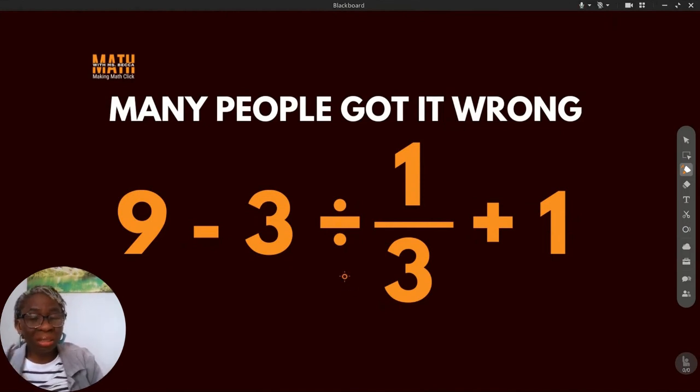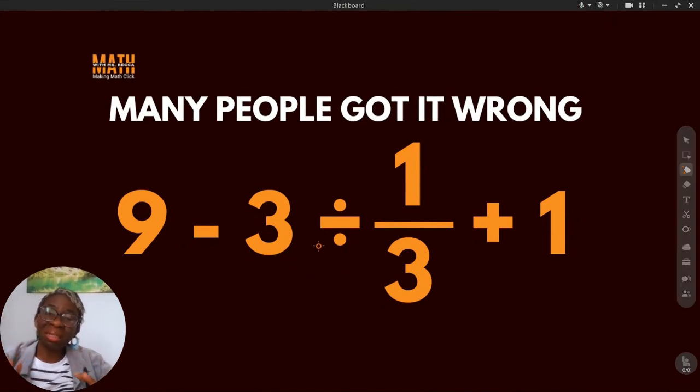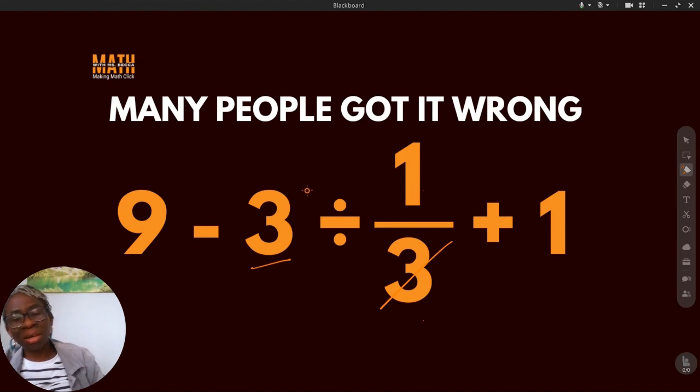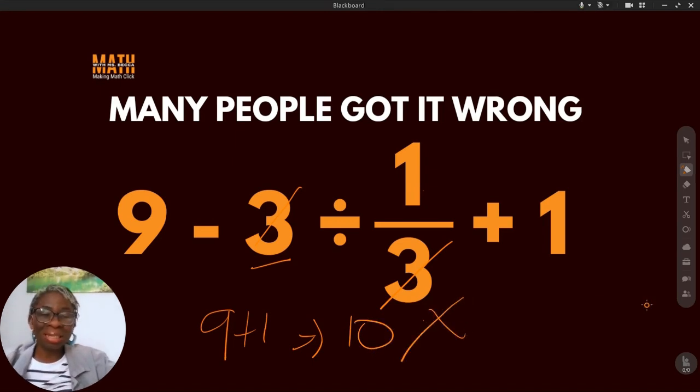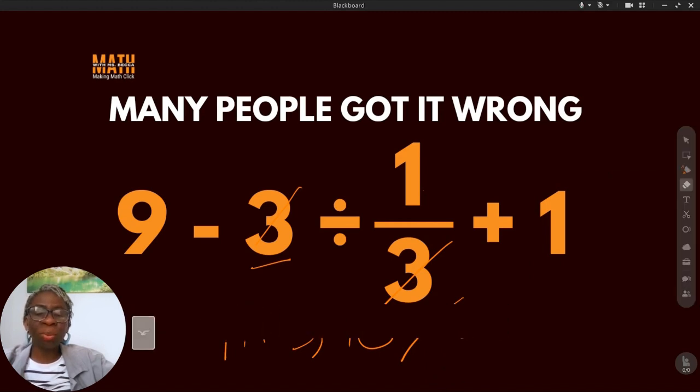Many people got this wrong because immediately they see this question, once they see 3 here and they see 1/3, they just say 3 cancel 3 and have 1 plus 1 and then they get 10 or whatever they get. That is wrong. Whenever you are dealing with fractions, you need to pay attention to the operation that is involved.